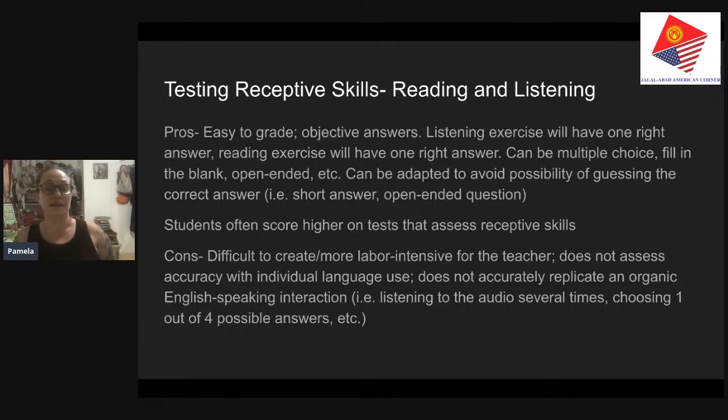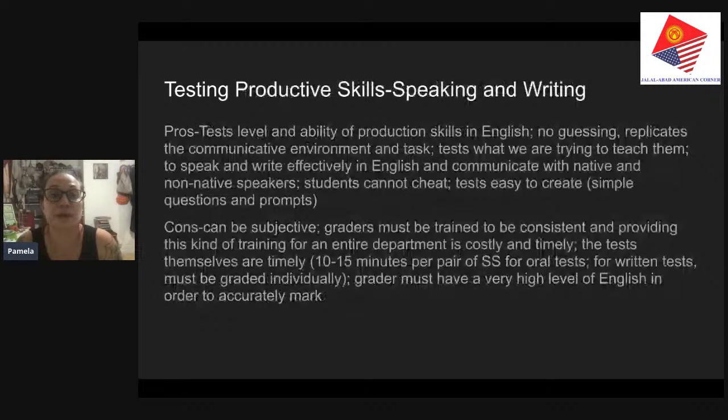Whereas in an oral test, when you are talking with somebody and asking and answering questions, this is how we use natural speech. This is natural language. This is dialogue. So this is a little bit more natural, as far as the receptive skills are a little bit more artificial. So, productive skills: speaking and writing.